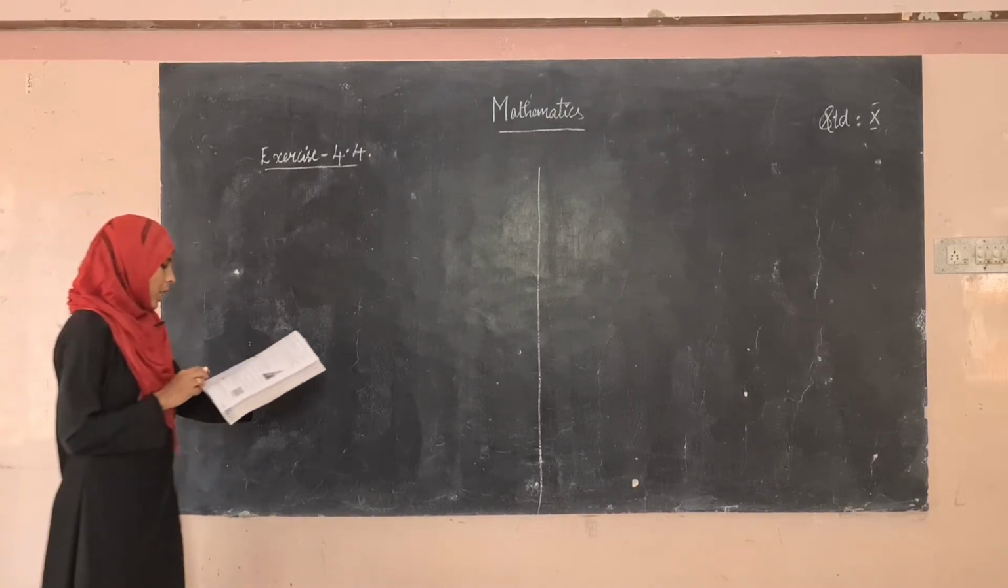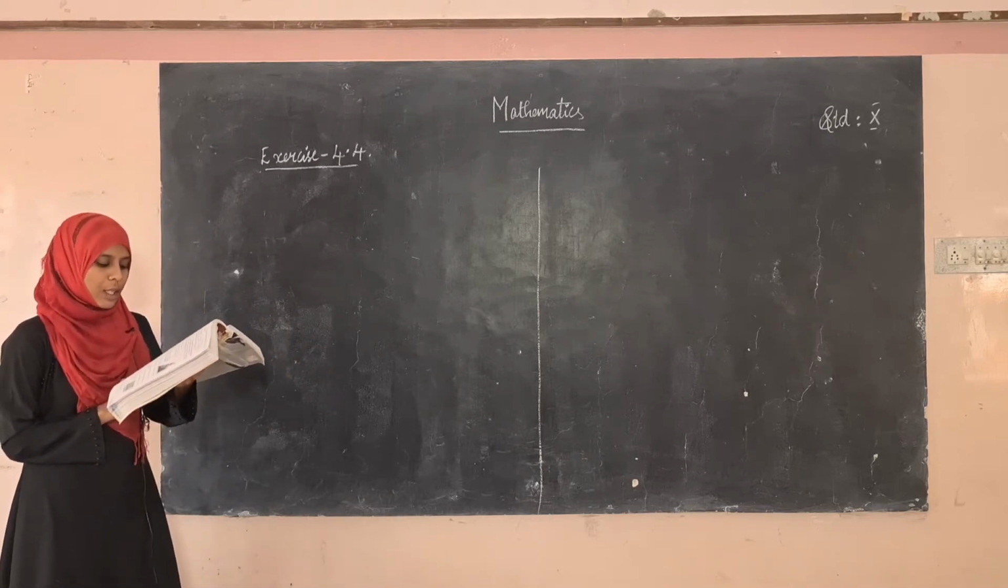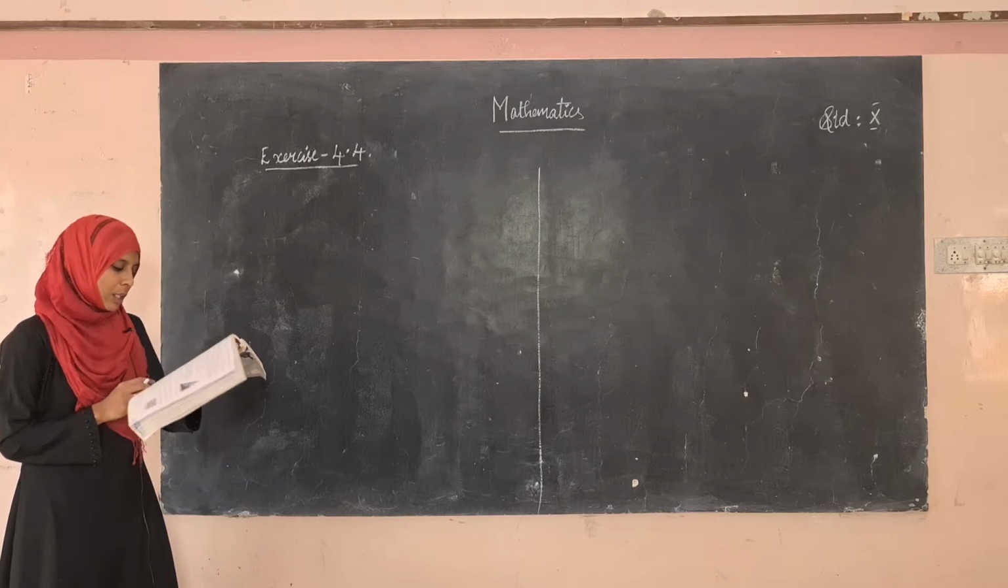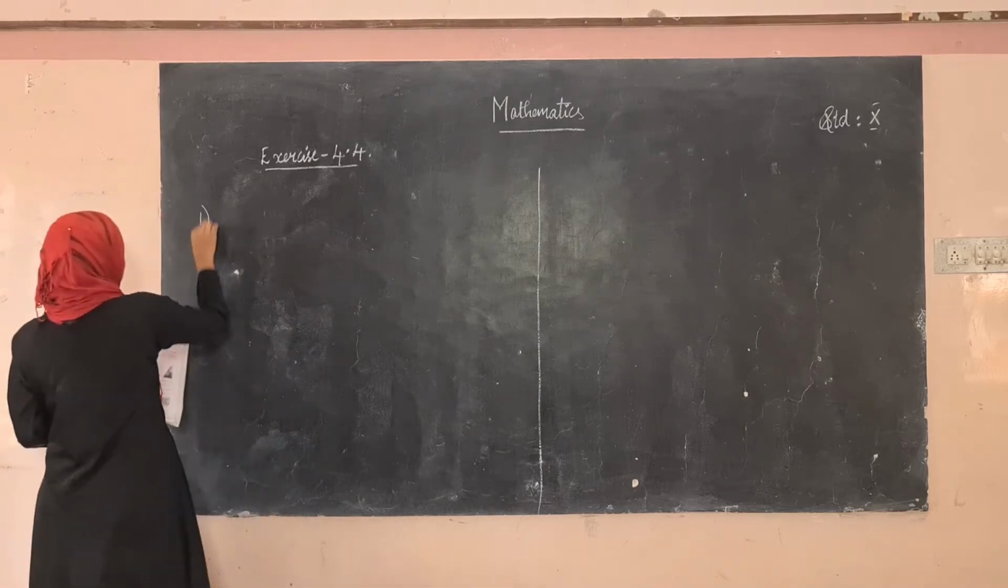See the first sum. The length of the tangent to a circle from a point P which is 25 centimeters away from the center is 24 centimeters. What is the radius of the circle? Let us see this sum in pictorial form.